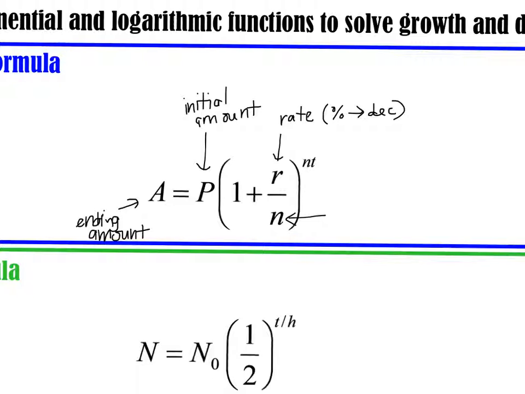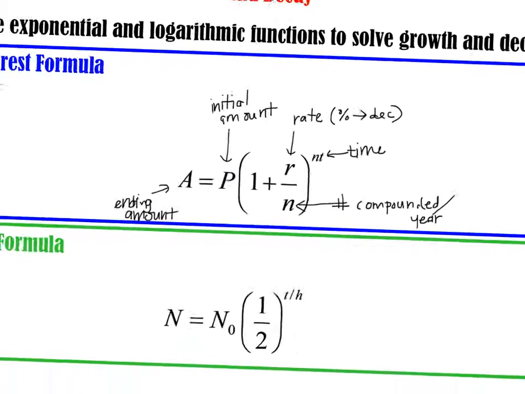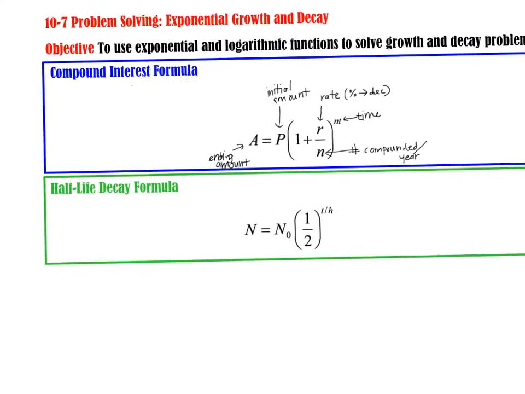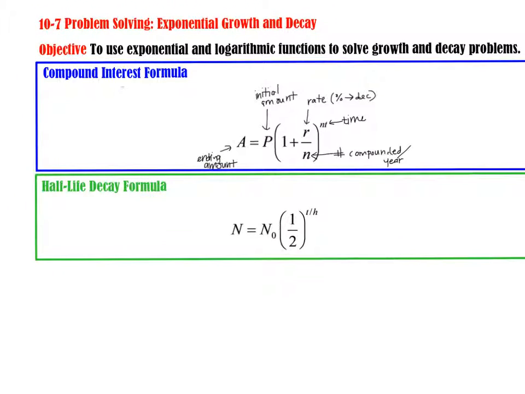N is referring to the number of times we're compounded in a year. I'll just write number compounded per year. And then finally, T is time. Again, I'll talk more about what interest is in class, and it'll make more sense when you see an example. But for this video, those are the basics that you need.